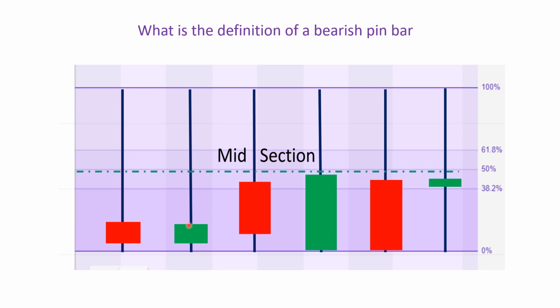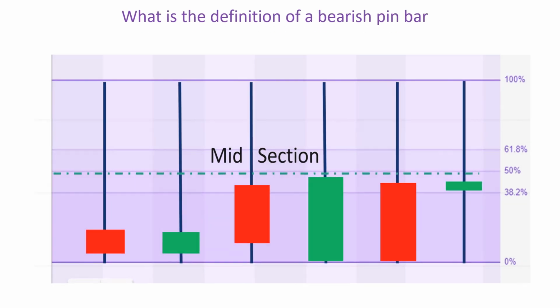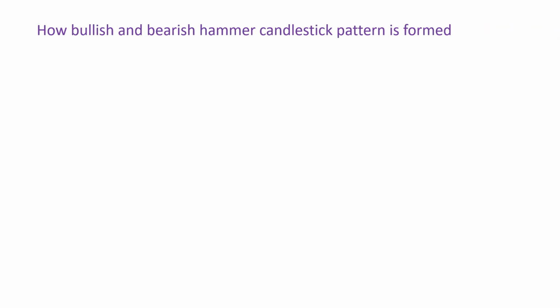So now that you know how to recognize a bearish pin bar and a bearish shooting star, let me show you how bullish and bearish hammer candlestick patterns are formed.